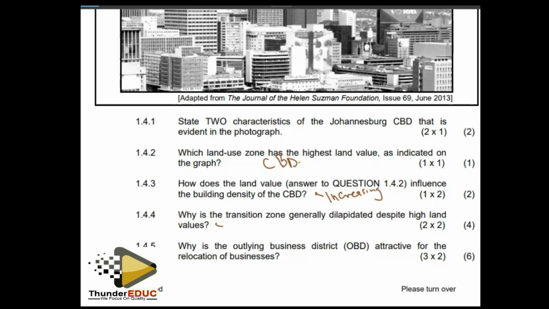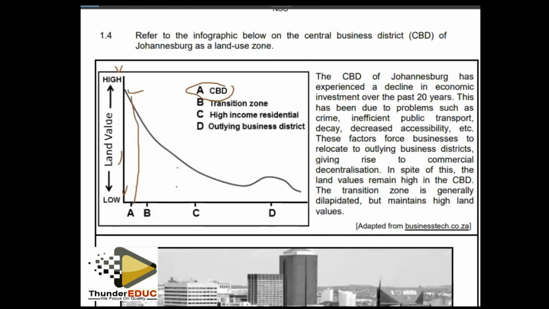Okay. Let's look at the last question. Here the question says, why is the outlying business district, OBD, attractive for relocation of businesses? Why is it attracting very many businesses? Number one is it's outlying. It's on the outskirts, isn't it? Let us see here. You see, it is far away from the CBD.